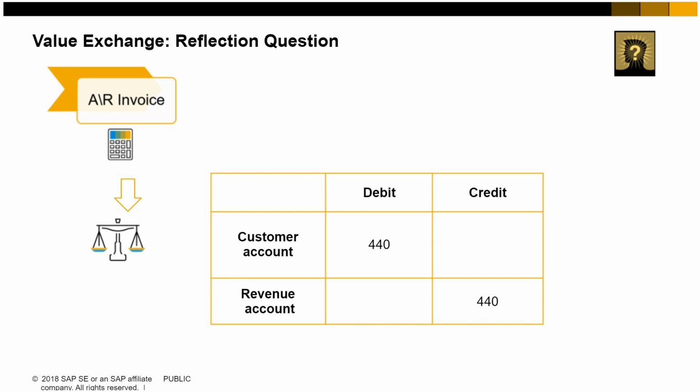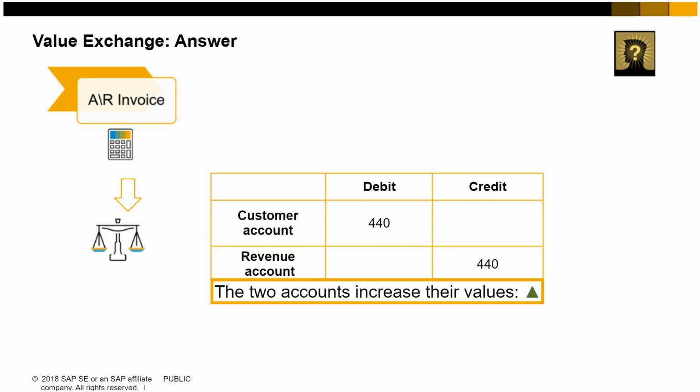In a typical AR invoice, what is the effect of the debit and credit amounts on the involved account balances? Once again, we will make some assumptions to keep the example simple. Let us assume that the customer is tax exempt and that this is a non-perpetual inventory system. The answer is that the two accounts increase their values. The customer account is considered an asset, so any debit to this account increases the account's value. A credit to the revenue account, as we saw on the previous slide, increases the account's value.